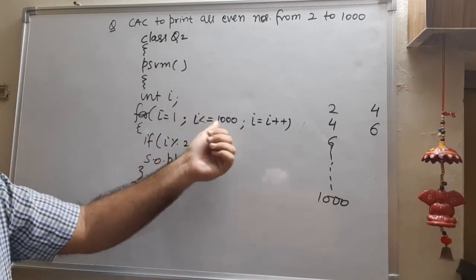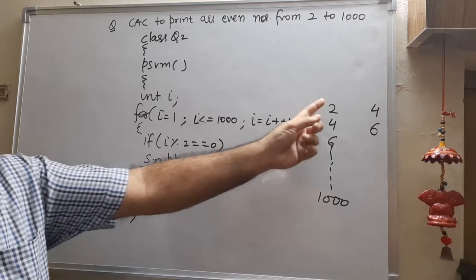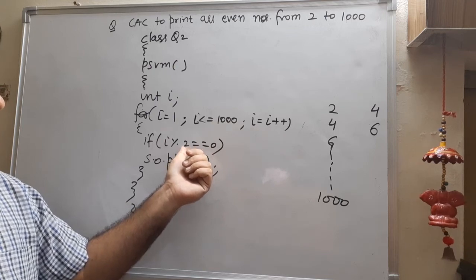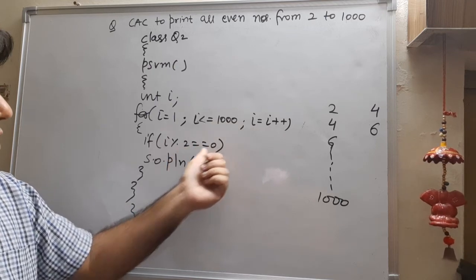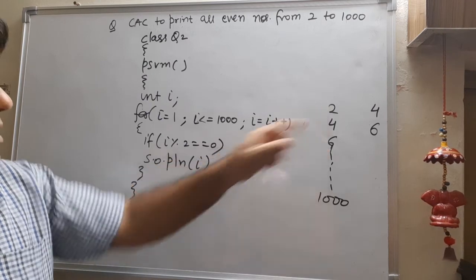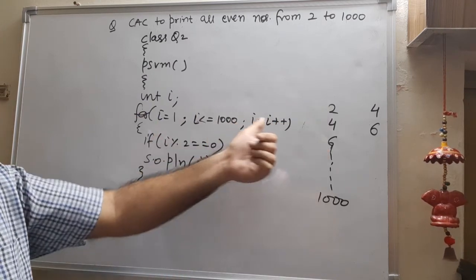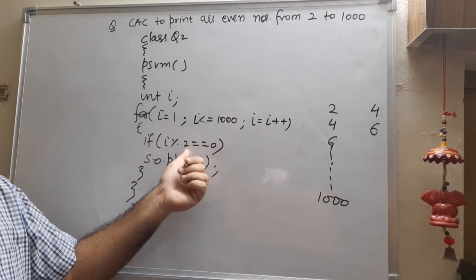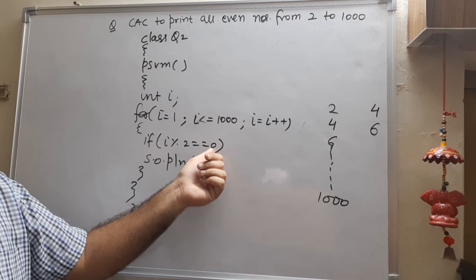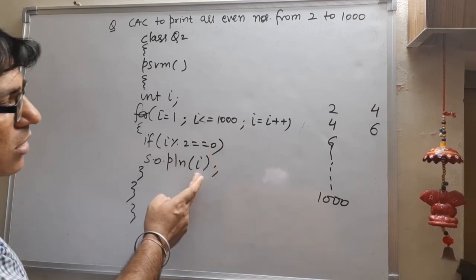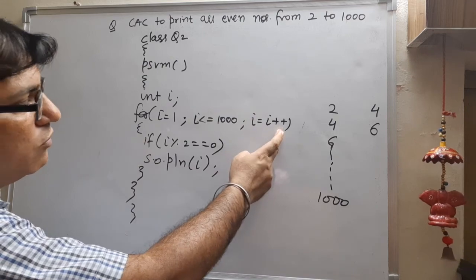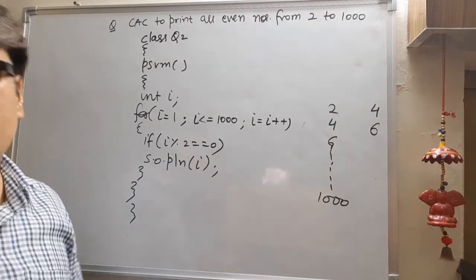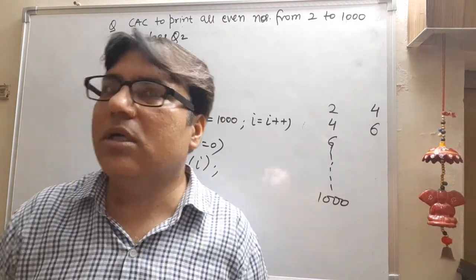Again it will move to this I plus plus, so I will become 2. So 2 mod 2, since it is an even number, the remainder will be 0. So 2 will be displayed on the screen. Again this will become 3 since I plus plus is there. So 3 mod 2, since 3 is not divisible by 2, the remainder will not be equal to 0. So 3 will not be displayed on the screen. Again this will become 4. Similarly up till 1000, all the even numbers are printed on the screen and all the odd numbers are not displayed on the screen.